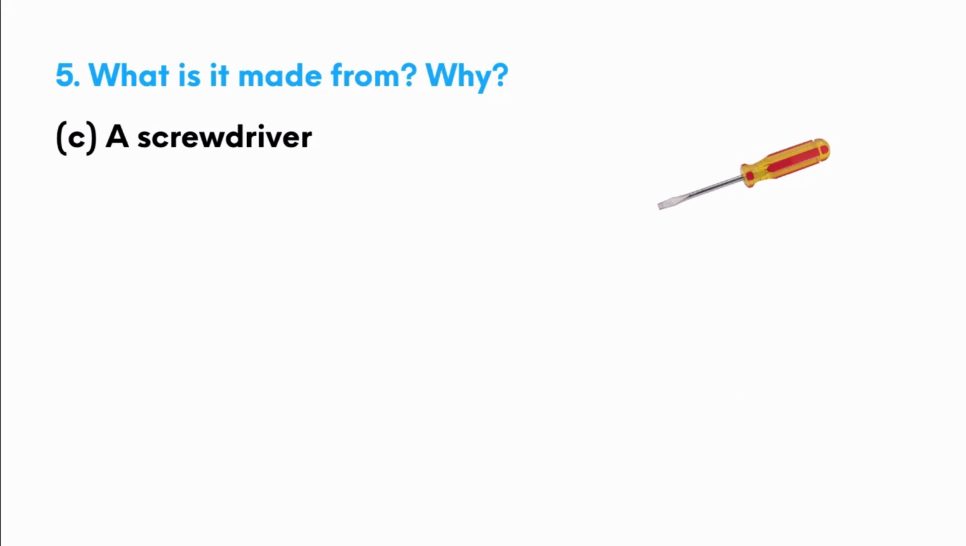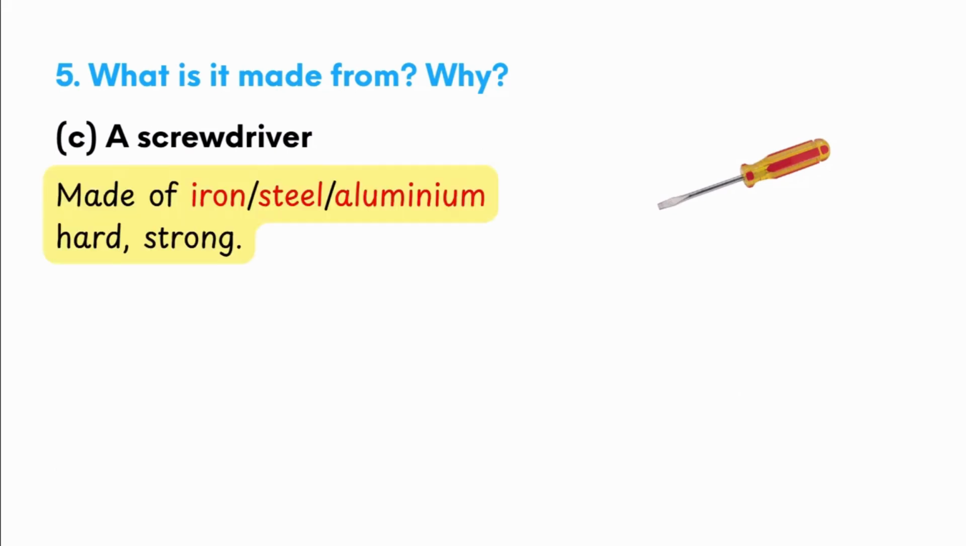Next is screwdriver. A screwdriver is made up of iron or steel or aluminium because these are the metals which are hard and strong also.